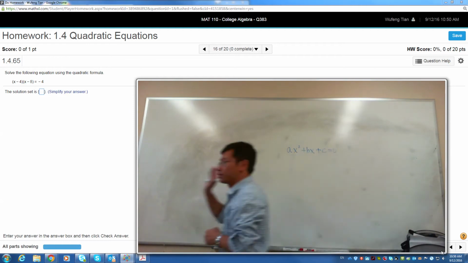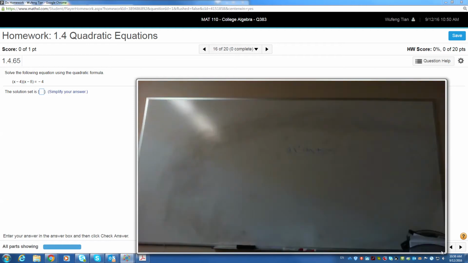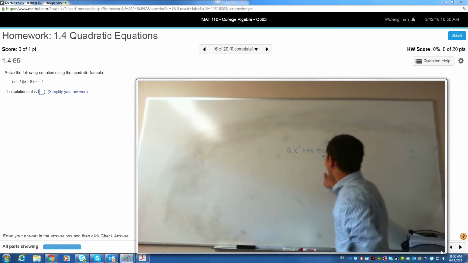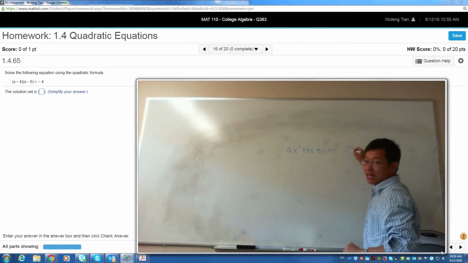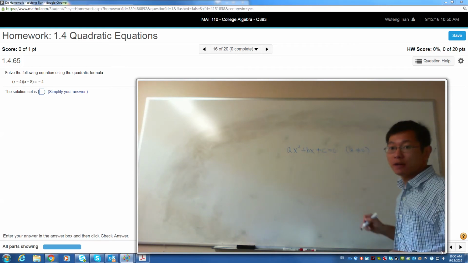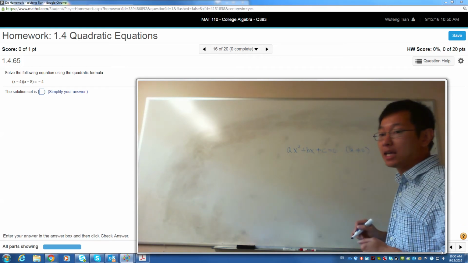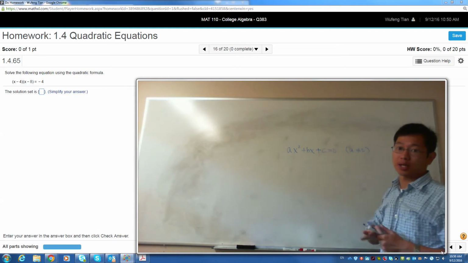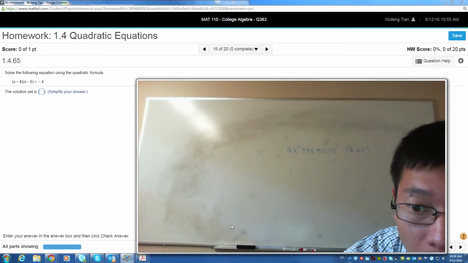This is the standard form of a quadratic equation. And also we need to require that a not equal 0. You may ask me a question: what if a equals 0? If a equals 0, then this is just a linear equation. It's not a quadratic equation anymore, okay?